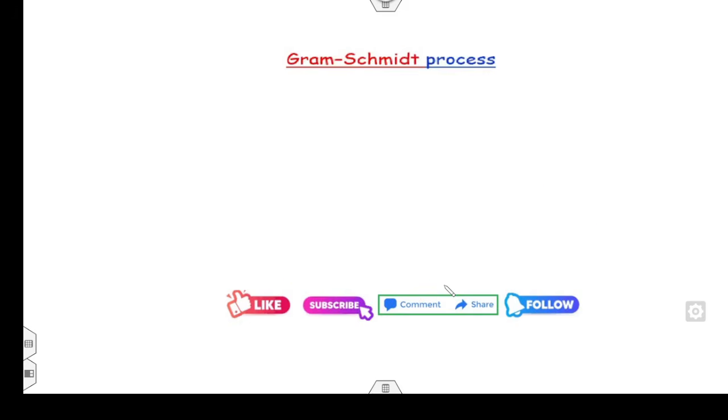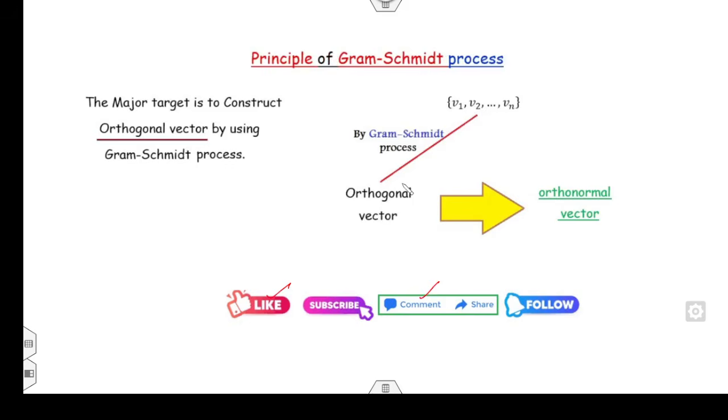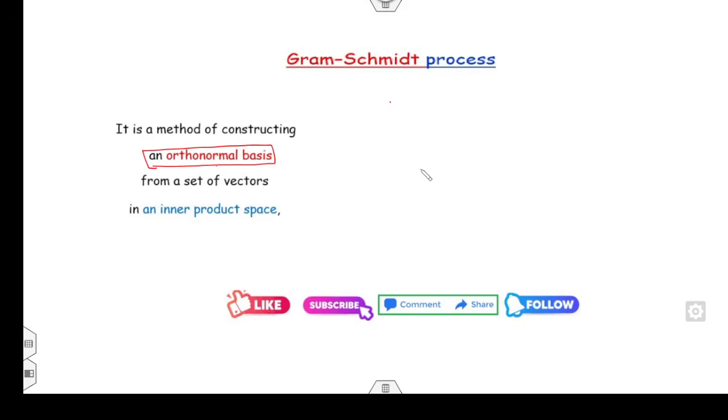Now, what is the principle? How will the Gram Schmidt process work? That's a very simple concept. The basic principle or fundamental of the Gram Schmidt process is to construct the orthonormal basis. But how can we construct the orthonormal? Again, as I told you, we can first construct the orthogonal vectors and then convert them into the orthonormal, by using some inner product space. But what is the inner product space? As I defined in the previous lectures as well.